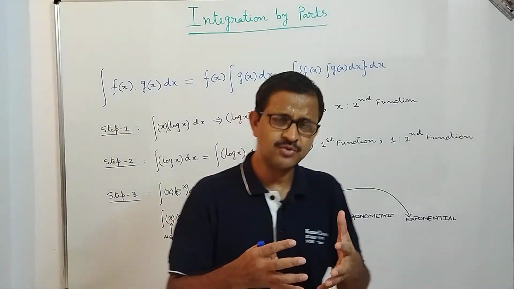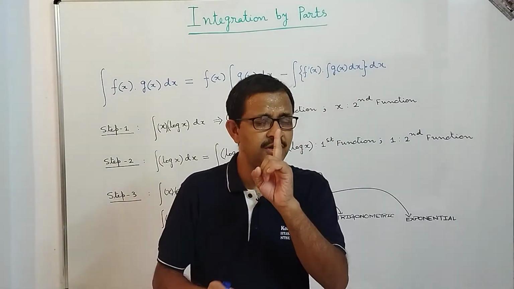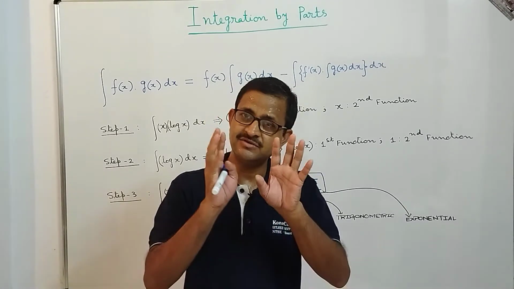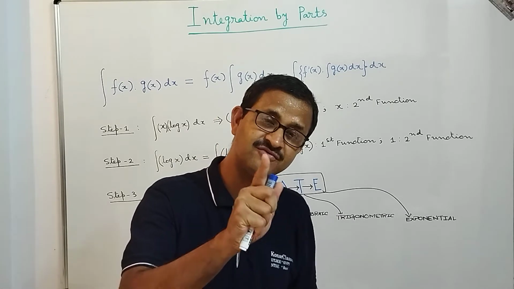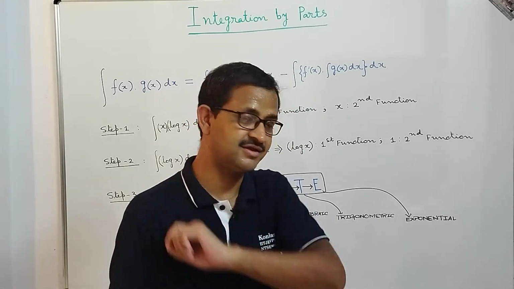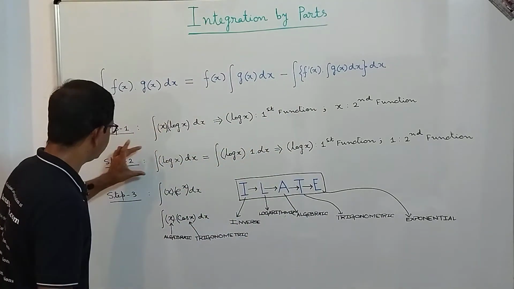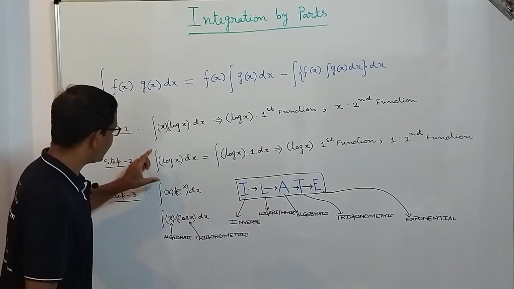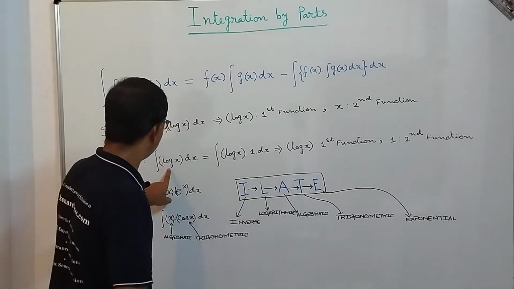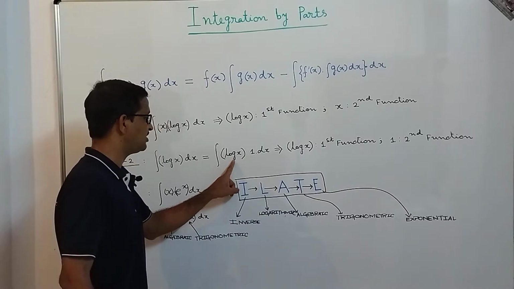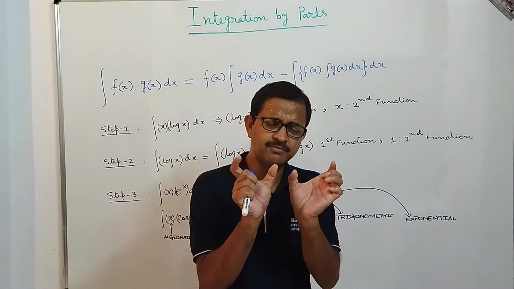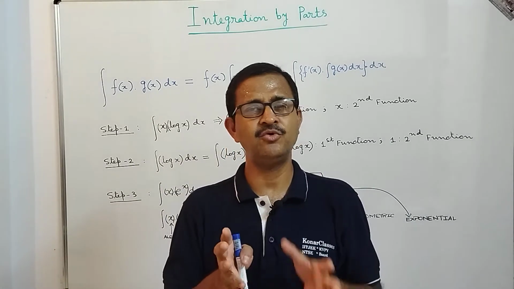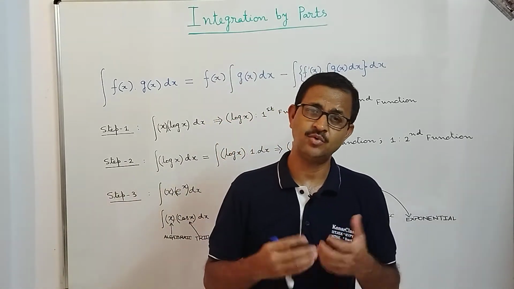Now you see that if it is not two functions, only one function is given and it is not directly integrable, then definitely we should select that function as the first function and 1 as the second function. For example, integration of log x is given. Log x is not directly integrable, so you should select log x as the first function and 1 as the second function. Now the third step: you see that both the functions are given and both are directly integrable. Then what to do?